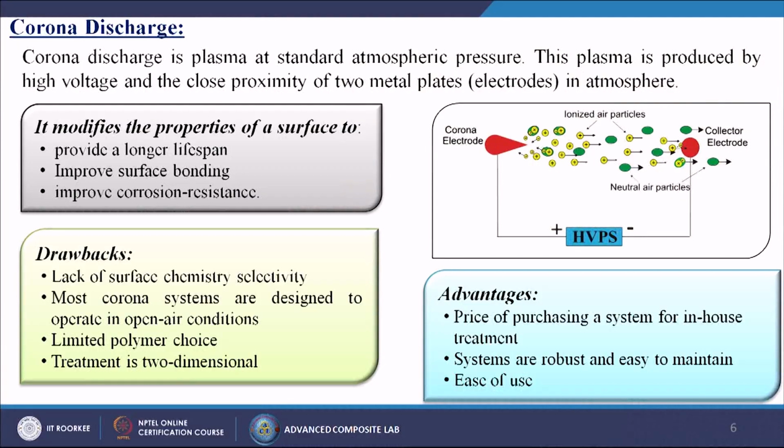So, here it improves the properties of a surface to provide a longer lifespan, improve surface bonding, and improve corrosion resistance, but there are certain drawbacks too. What are those? Lack of surface chemistry selectivity. Most corona systems are designed to operate in open air conditions, limited polymer choice, treatment in 2 dimensions.